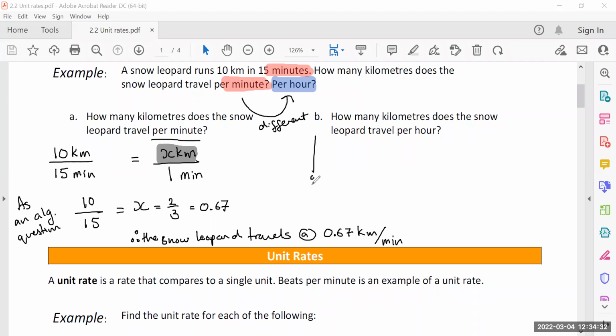Here's the next one. Please read the question carefully. How many kilometers is it going to travel per hour? I need to figure out what 15 minutes is per hour. Some people might use their common sense. Some people might remember how to convert units in science class.